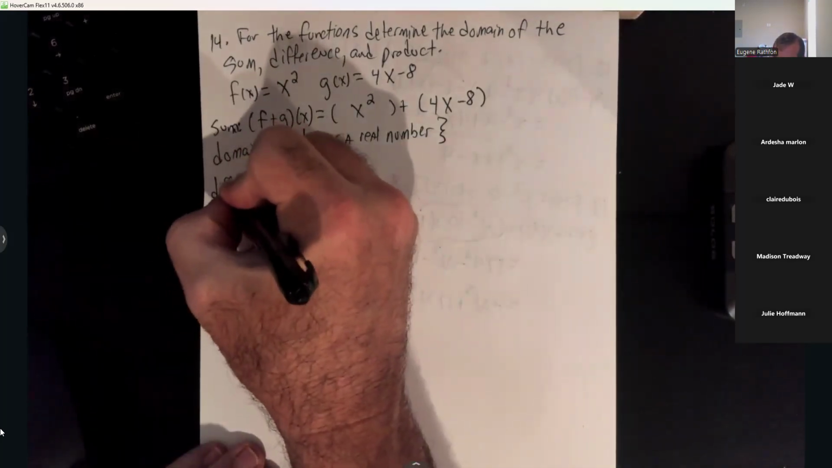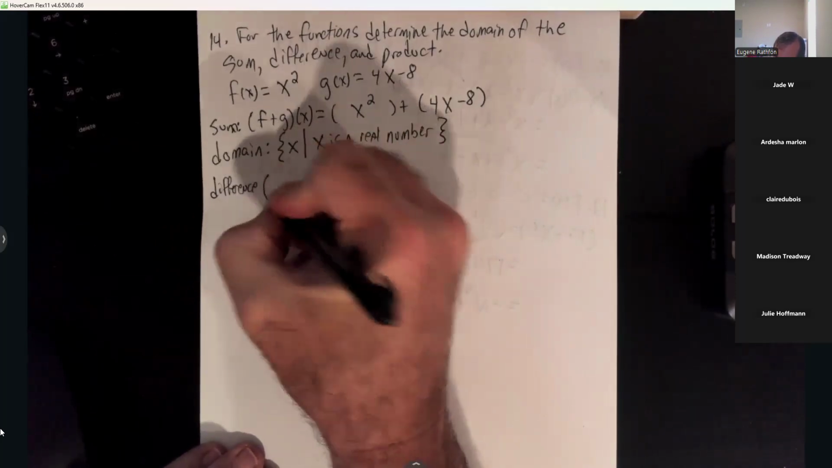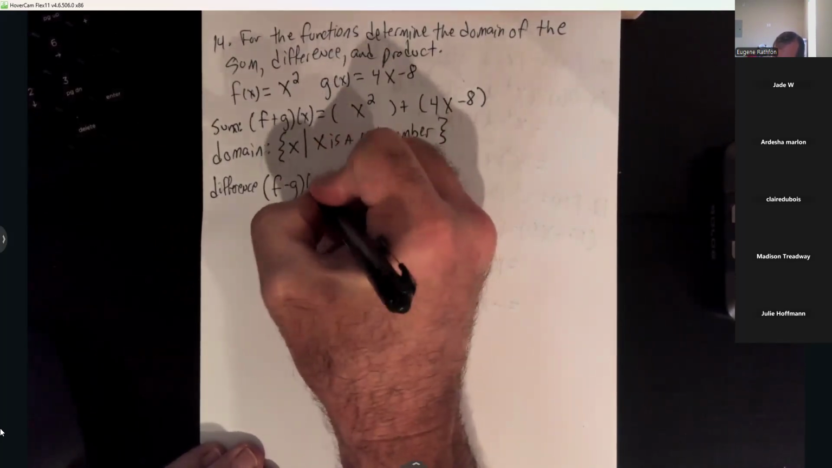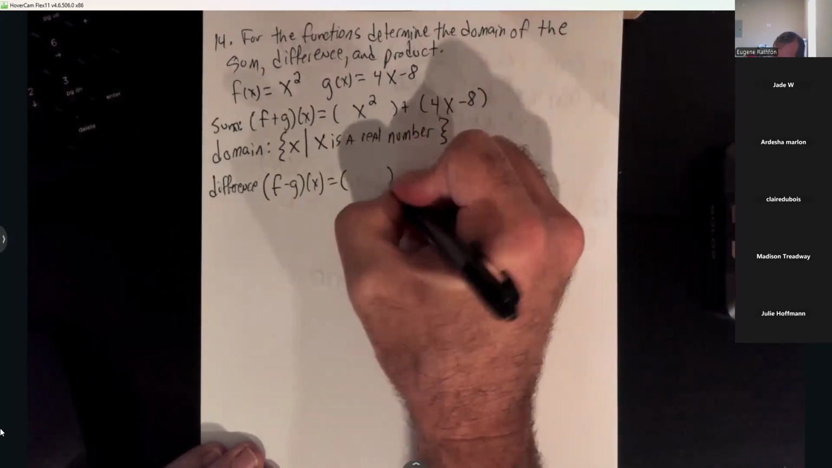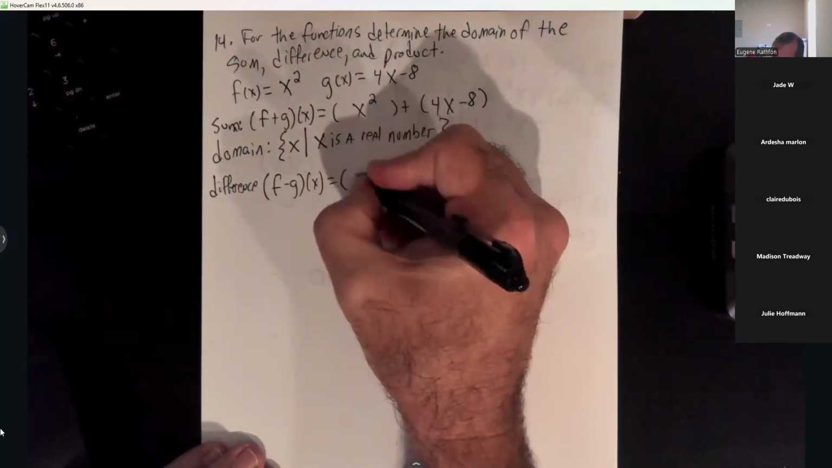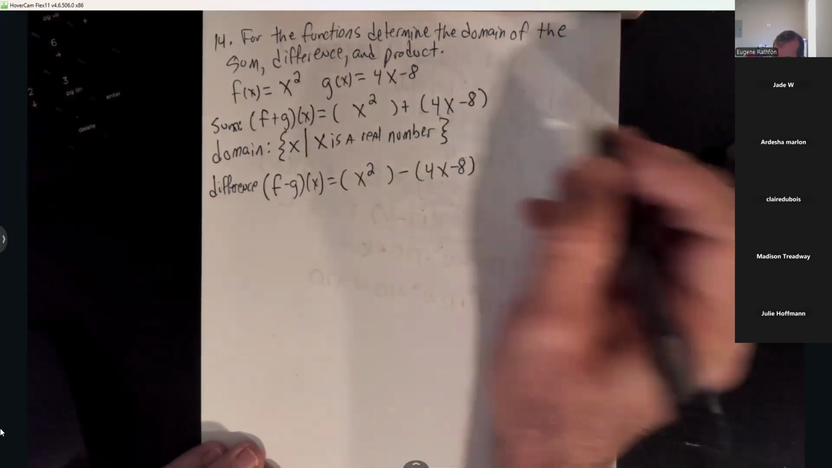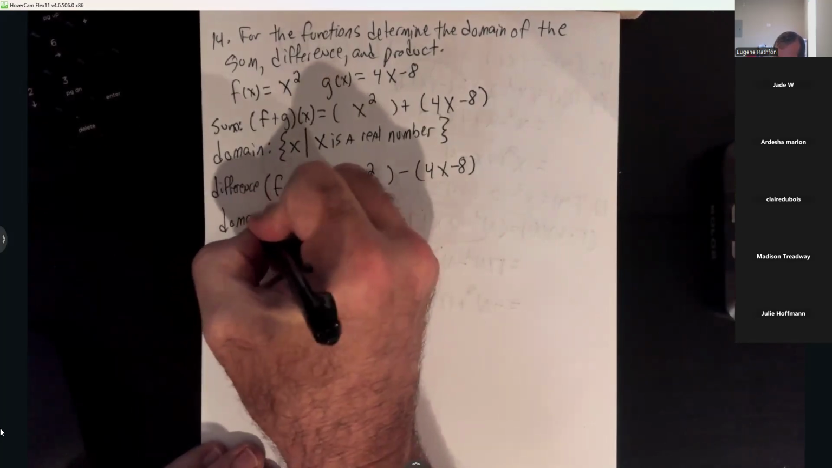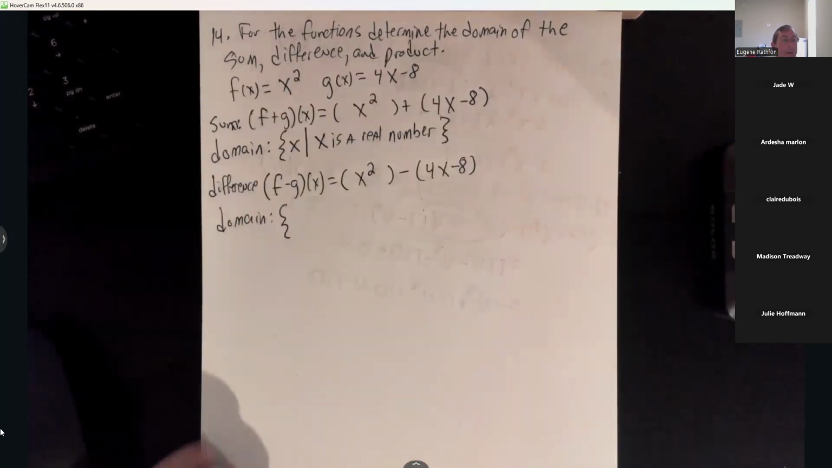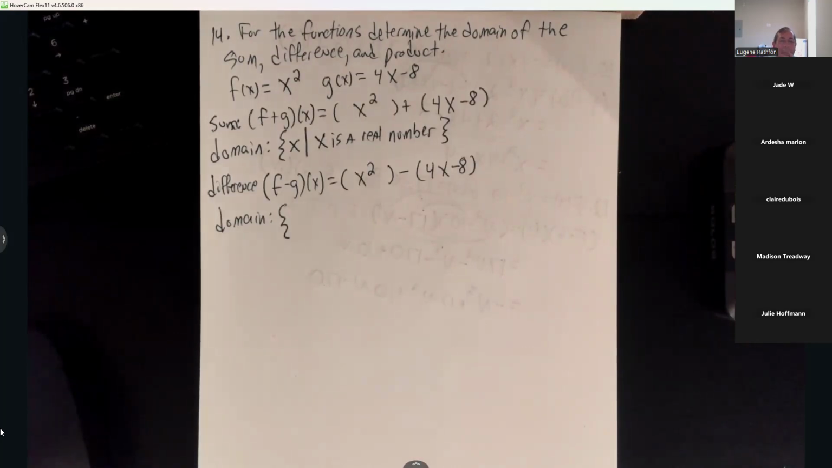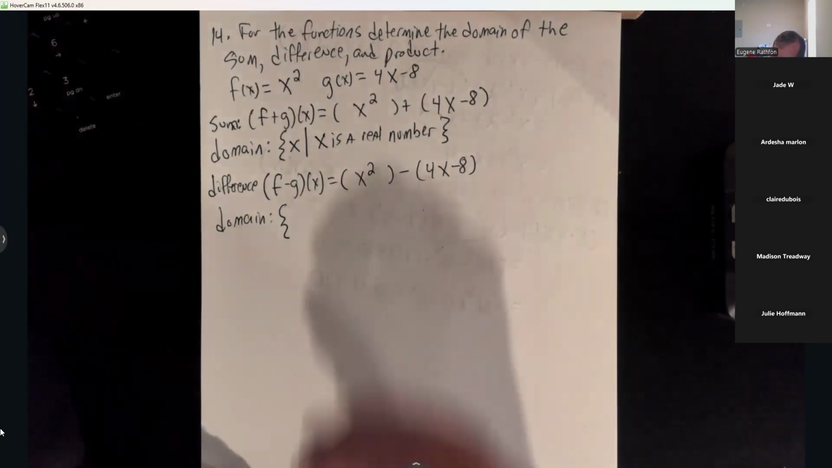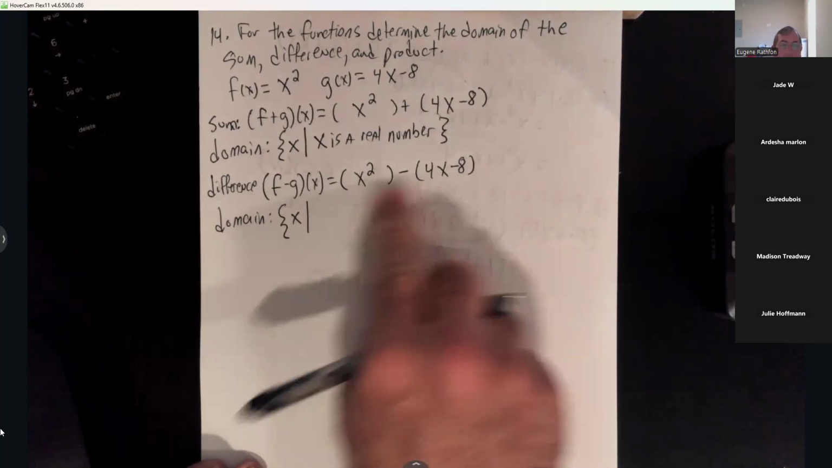All right, y'all, what about the difference? The difference will be f minus g of x. That's going to equal my f minus my g. So that'll be the x squared minus the 4x minus 8. All right, so what's this domain? So good job, y'all. It's going to be the same. It's going to be all real numbers. Once again, there's no fractions here.